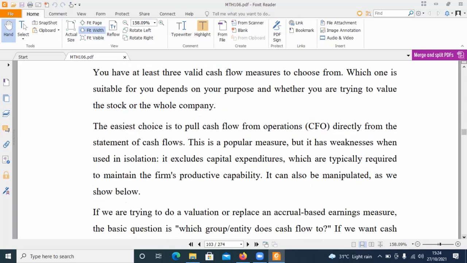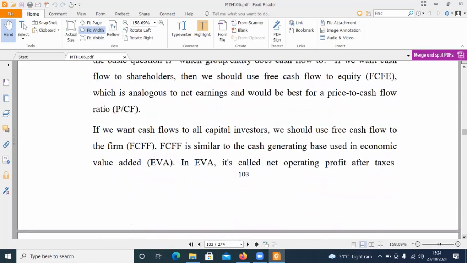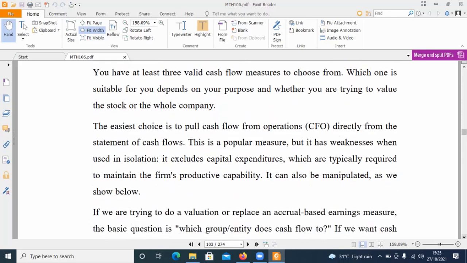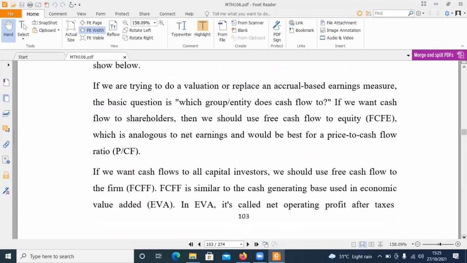So of the 3, none of the 3 measures of cash flow can be used alone without weaknesses, because at times you need to combine one or two together in order to determine the cash flow.